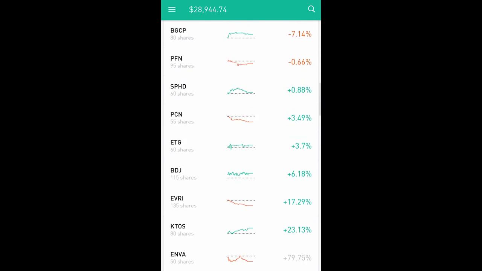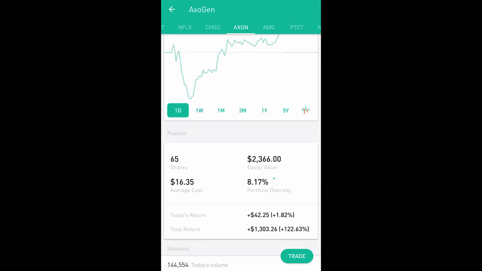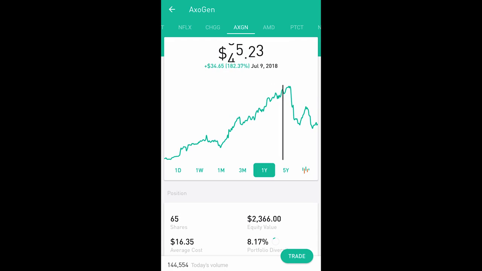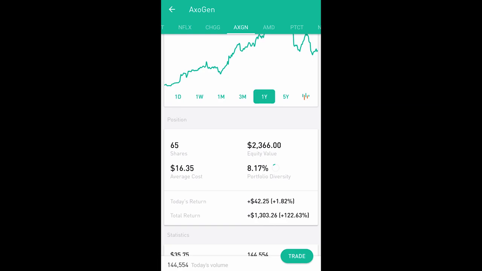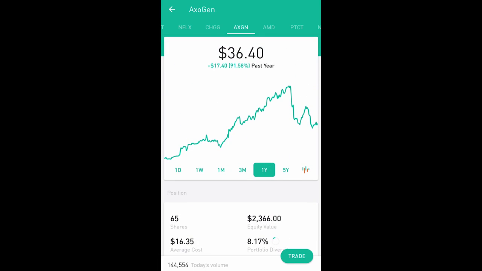A good example is this AXGN, which I bought at $16.35, and within the last year it was going up. It hit almost 200% for me, and then it dropped back down, and it just keeps dropping. Now I'm gonna keep it. That's just because that's the strategy that I'm gonna use. But I could be completely wrong, and I keep it until it hits negative, and then it'll go from a good stock to a bad stock.